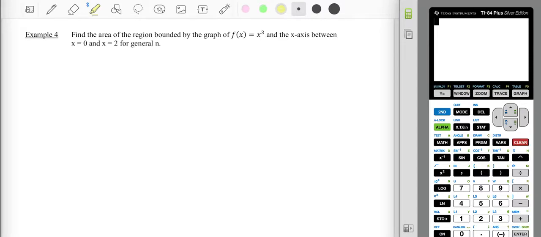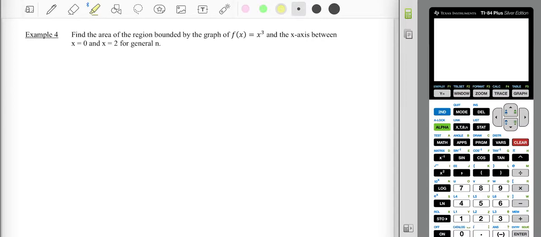A new process to the test here. All right, it says find the area of the region bounded by the graph of f of x equals x cubed and the x-axis between 0 and 1. I'm sorry, between 0 and 2 for general n.